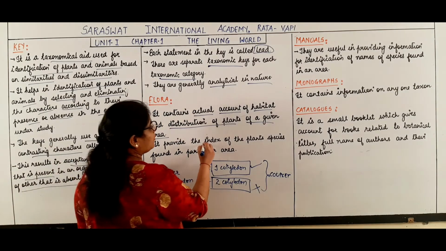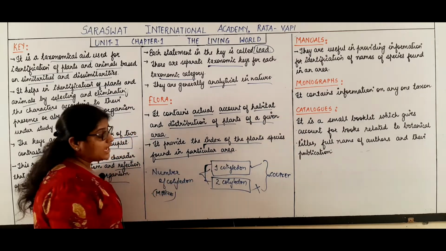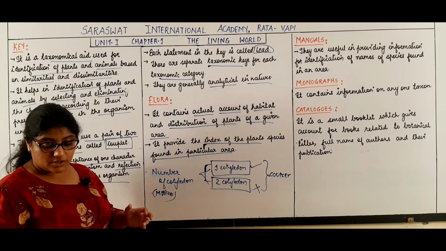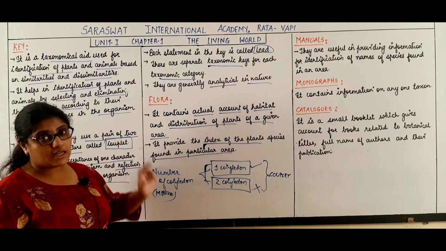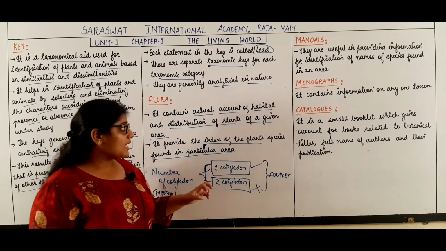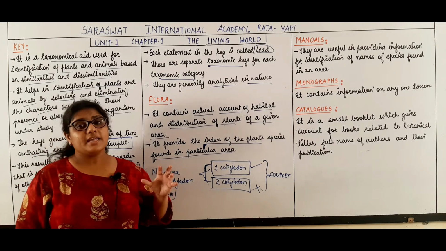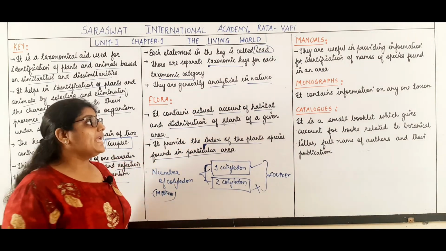It also provides the index of the plant species found in the particular area. Which type of plant species are present in the particular area? That information is provided by the flora. So flora basically gives the information regarding the plant species found in a particular area.